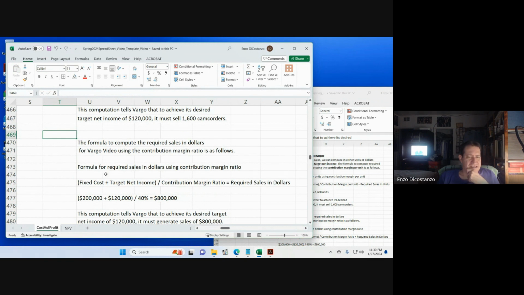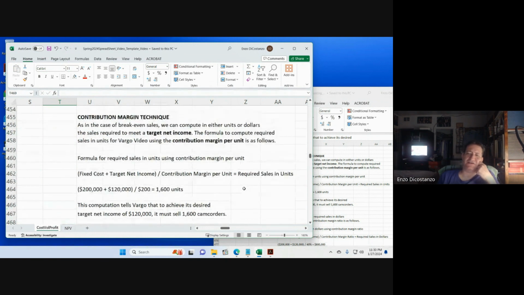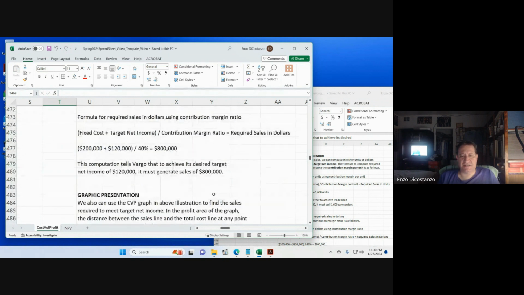So looking at this, it's going to be target net income plus fixed cost divided by the contribution margin ratio. And you could do this in dollars. Like I said, you're going to start going berserk with all these equations. This one you took the per unit numbers. This is a percentage, and you're computing this in dollars.